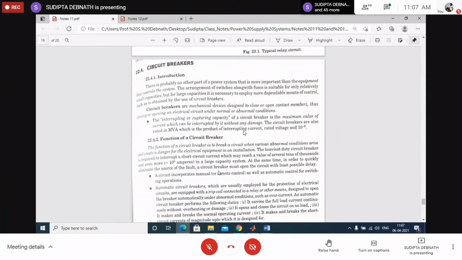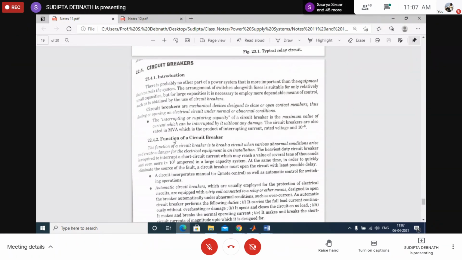The interrupting or rupturing capacity of a circuit breaker is the maximum value of current which can be interrupted by it without any damage. So interrupting capacity is the maximum capacity of the circuit breaker that it can withstand or at which it will operate.